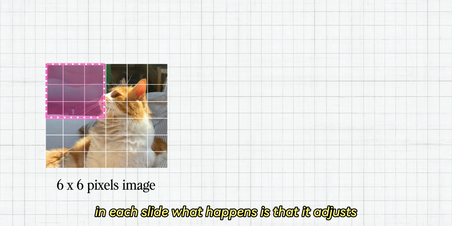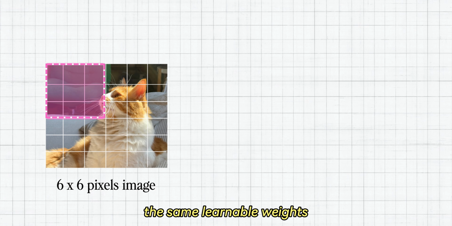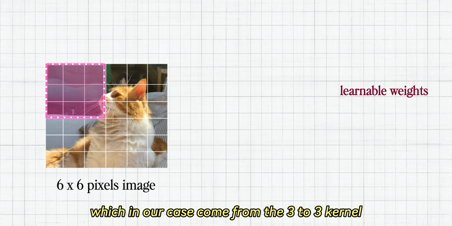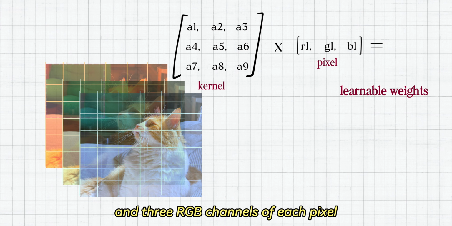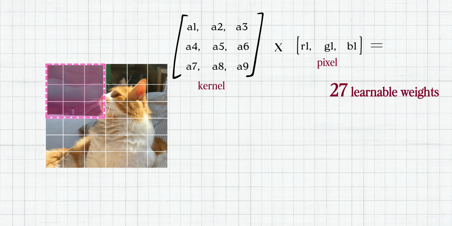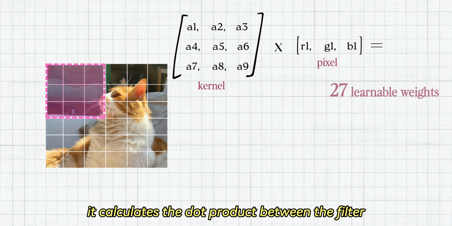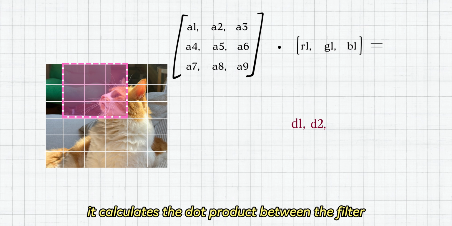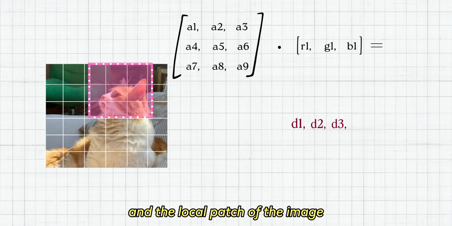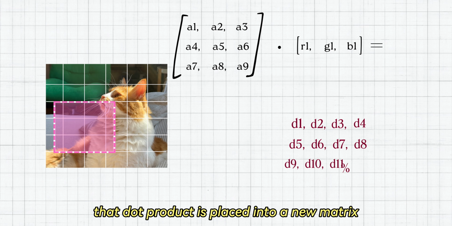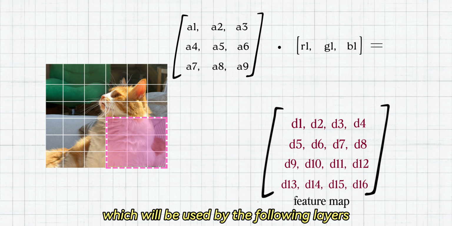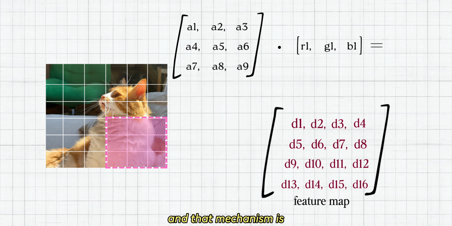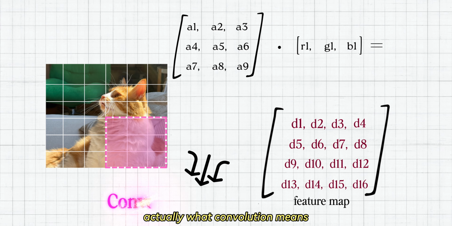In each slide, what happens is that it adjusts the same learnable weights, which in our case come from the 3 by 3 kernel, and 3 RGB channels of each pixel, which makes 27 learnable weights. At the same time, it calculates the dot product between the filter and the local patch of the image. That dot product is placed into a new matrix called the feature map, which will be used by the following layers. And that mechanism is actually what convolution means.